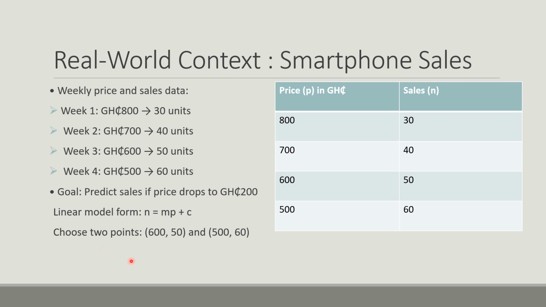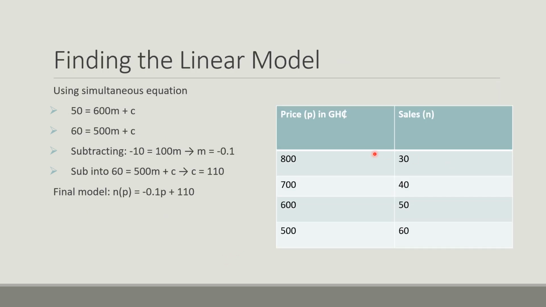So we choose 2 points here. The 2 points that we are going to choose will be (600, 50) and (500, 60). It means that this 600 is the x coordinate, 50 the y coordinate. This 500 is the x coordinate, 60 the y coordinate. Then we are going to find this particular linear model.